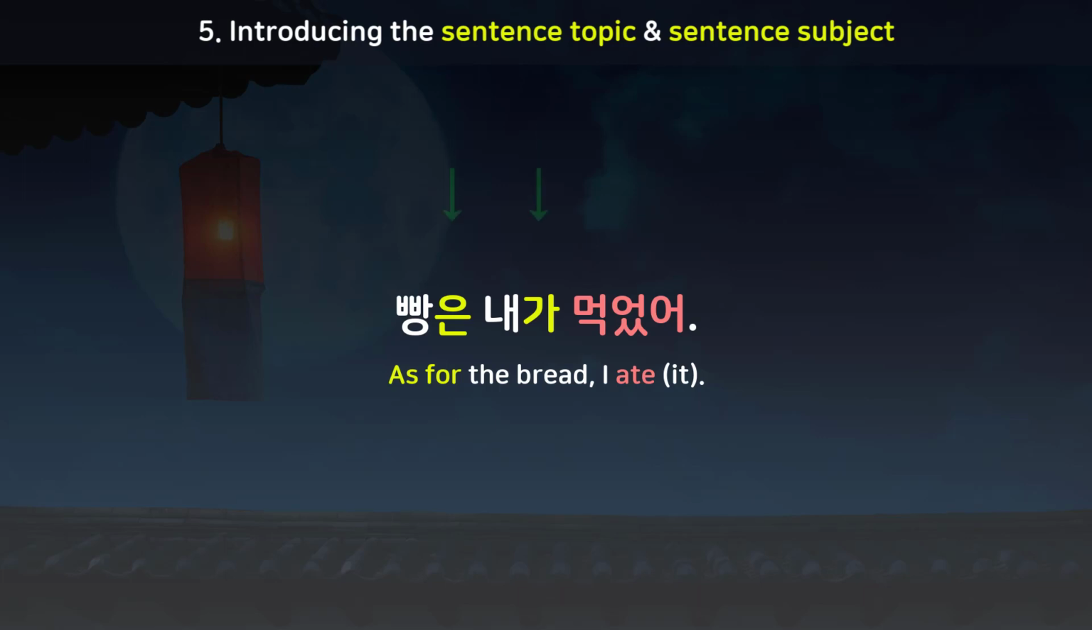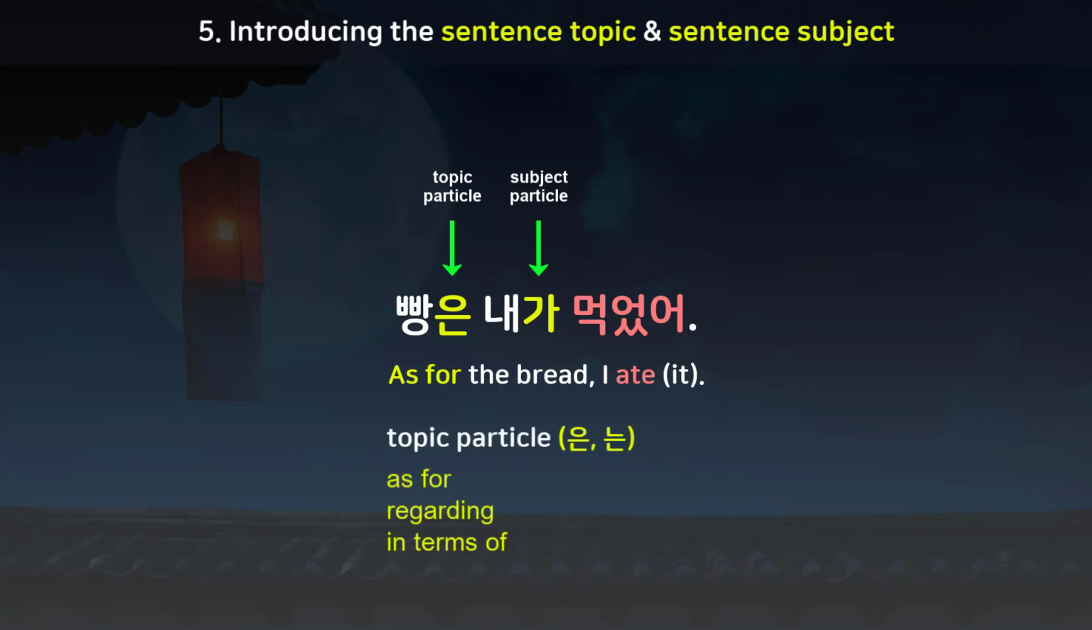Now, as you can see, this sentence uses both topic and subject particles. And in this type of sentence, the topic particle introduces the topic of the sentence, and the subject particle introduces the sentence subject. When we use both topic and subject particles, the topic particle is similar in meaning to as for, regarding, or in terms of, and it's used to introduce the sentence topic. So in this sense, the subject particle is what truly marks the sentence subject.